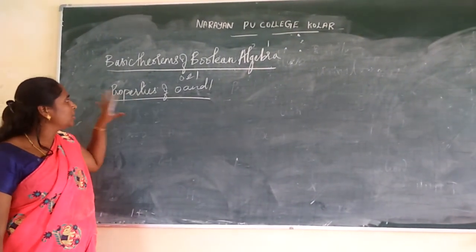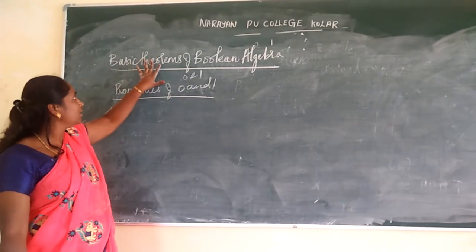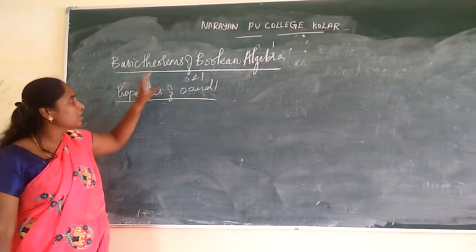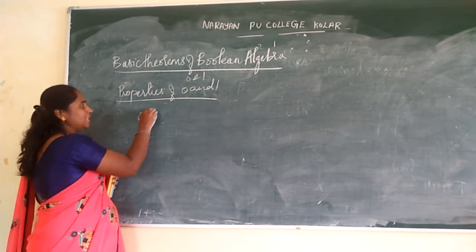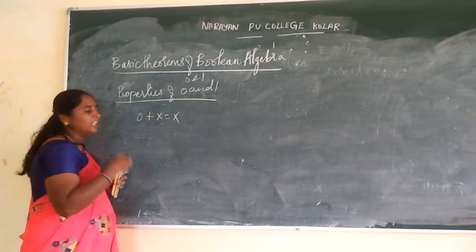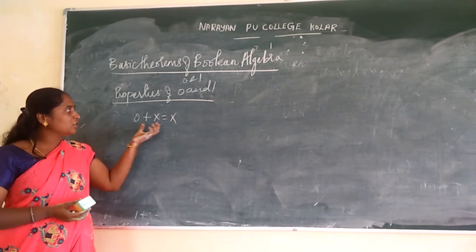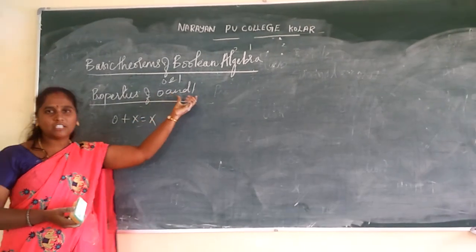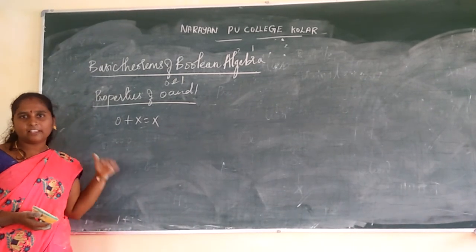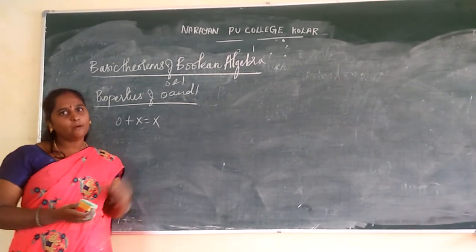So there are 4 properties of zeros and ones in the basic theorems of Boolean algebra. First property we have seen: 0 plus x is equal to x. The remaining 3 properties will continue in the next class. Today I wind up with this one property of zeros and ones. Next class we will discuss the other 3 properties and some more topics of Boolean algebra.